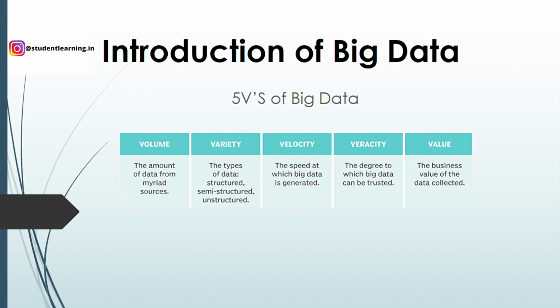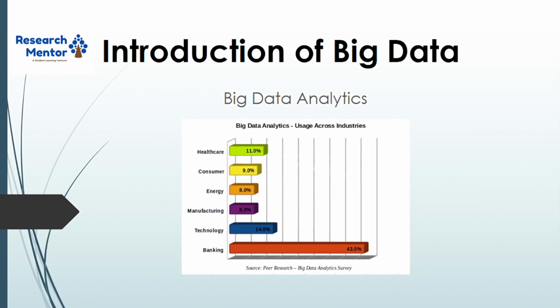Next is veracity. Veracity means the degree to which big data can be trusted. And the last one is value. That means the business value of the data collected, that is, what is the value of your organized and semi-organized data. That is the main important aspect of the 5 V's.